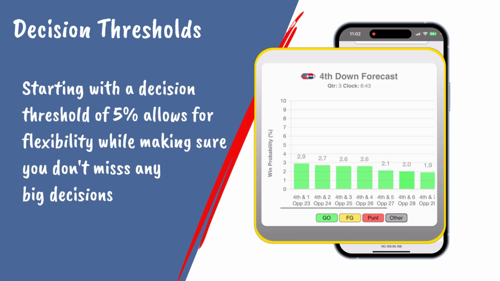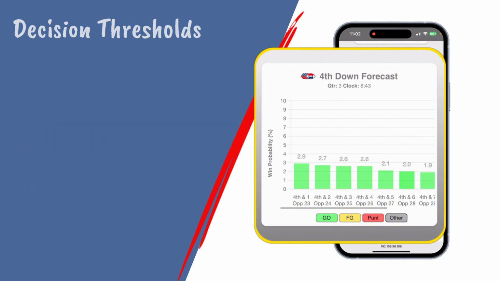And we recommend starting with a decision threshold of 5% because it allows for a lot of flexibility while making sure you don't miss any big decisions. And for what it's worth, over time, coaches typically become more aggressive and lower their decision thresholds.